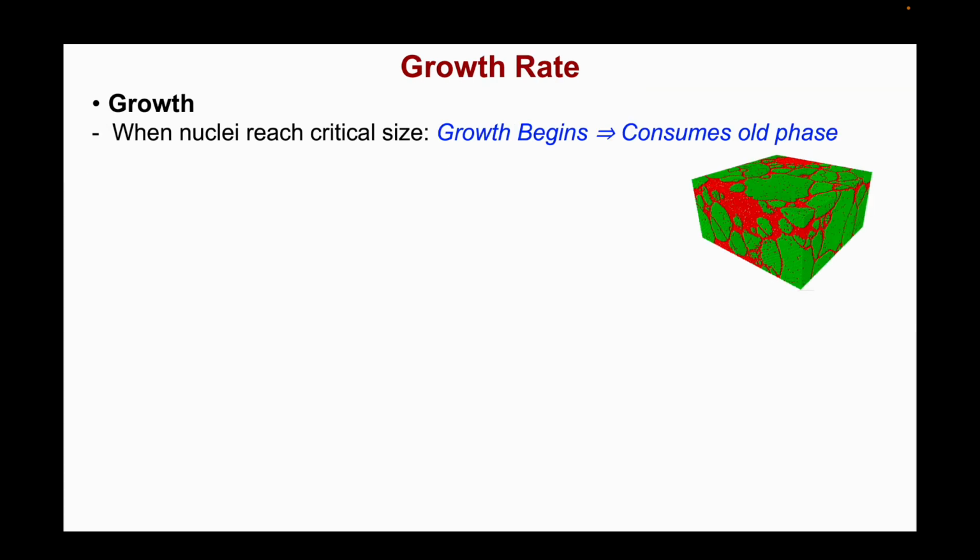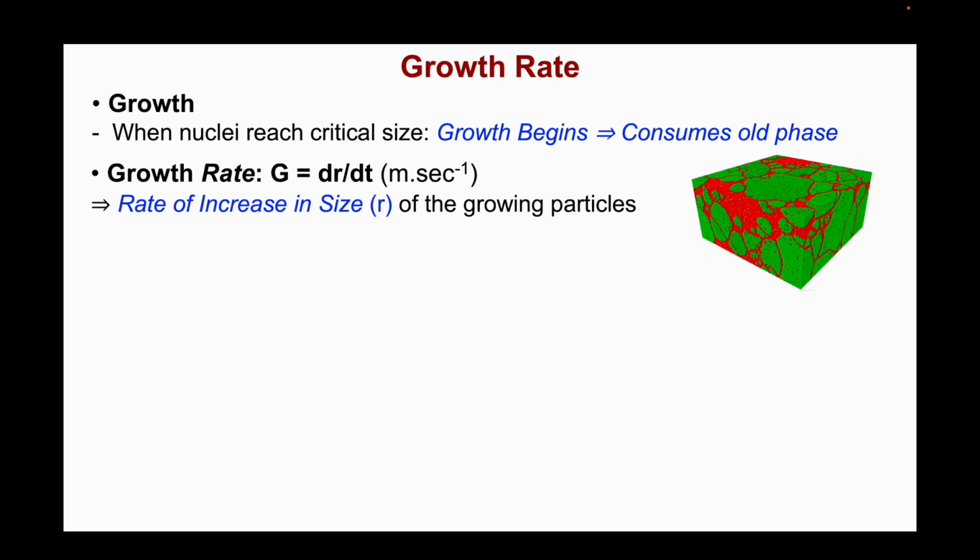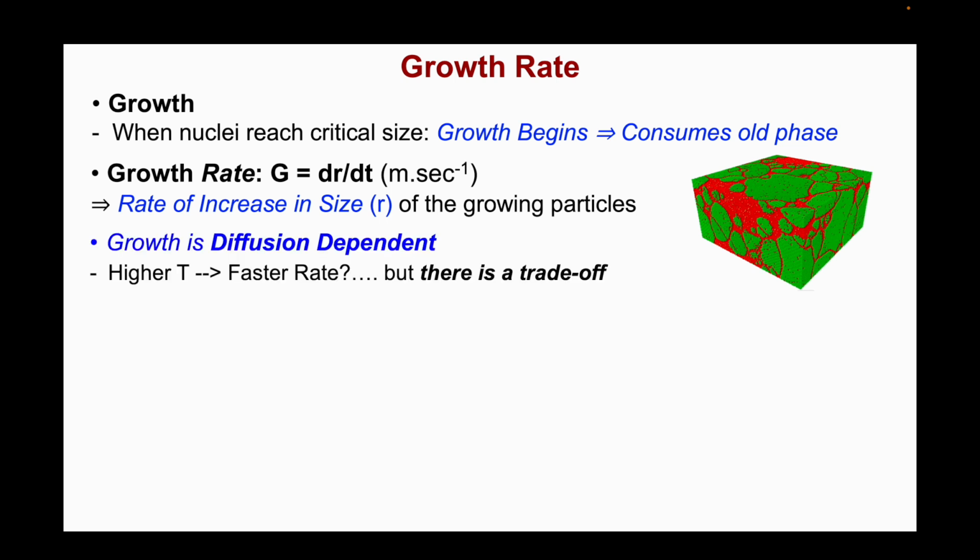When the nuclei reach the critical size, growth of the new phase can begin and the old phase will be consumed. The growth rate, G, is the rate of increase in size of the growing particles in meters per second. Growth is diffusion dependent. So how would you expect this to change with temperature? One might think that a higher temperature, i.e. a lower delta T, should result in a higher growth rate because the diffusion coefficient always increases with temperature.